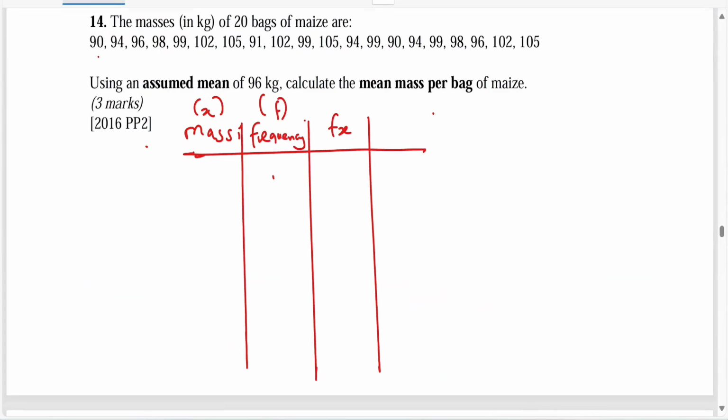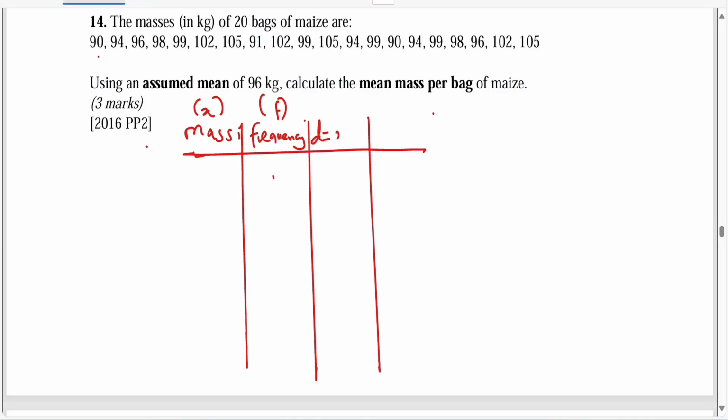Okay, let's continue with question 14. The numbers are 90, 94, 96, 98 and so on. The question says, using an assumed mean of 96 kg, calculate the mean mass per bag of maize. So let's draw a frequency distribution table in which we will work out D.